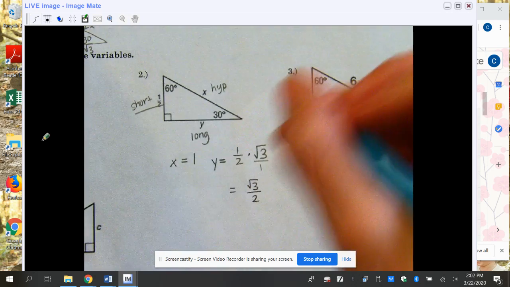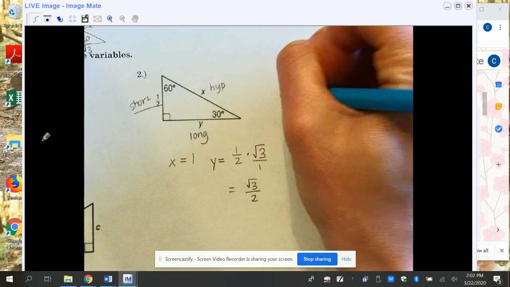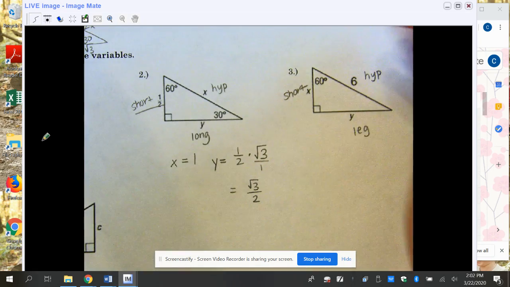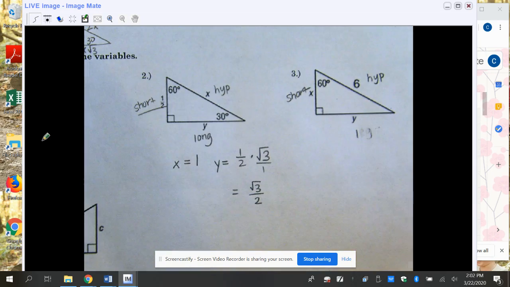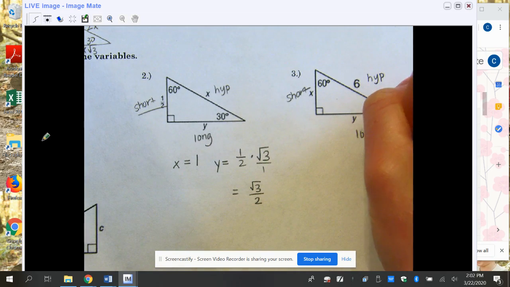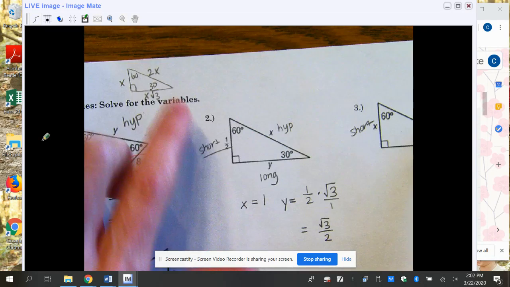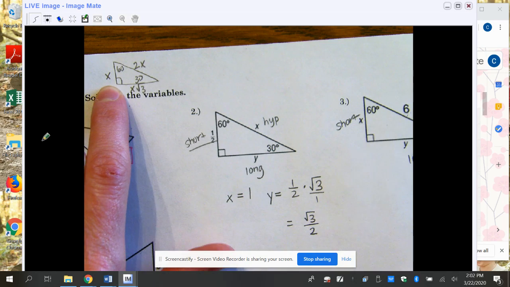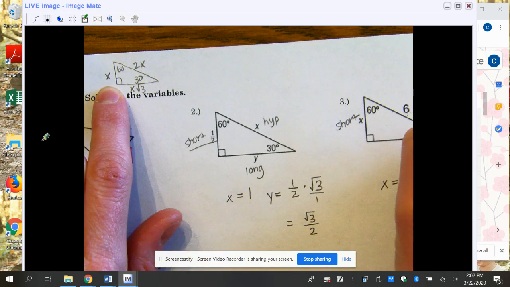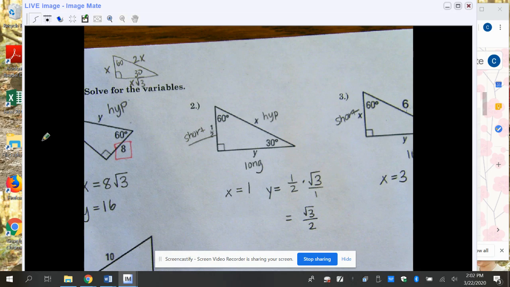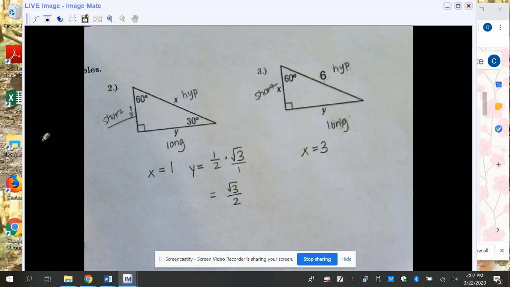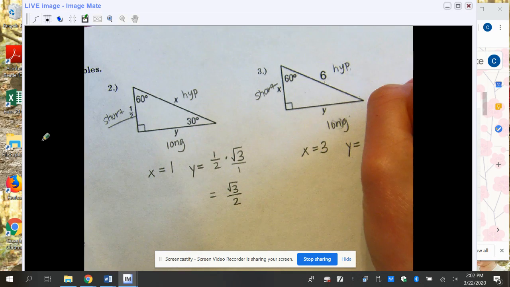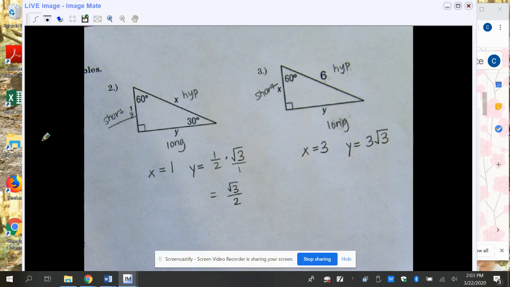In this one, now we know the hypotenuse. We don't know the short side. Oops, I should say long, not leg. So now we're going to be working backwards. You have to think, if the hypotenuse is always twice as long as the short leg, and this is 6, that means our short leg needs to be 3. And then my long leg, now that I know that, is always going to be radical 3 times as long. So that would be 3 radical 3.